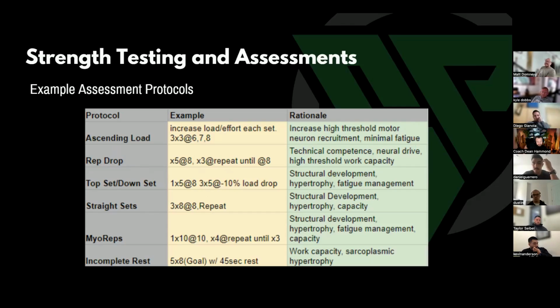Top sets, down sets. This is the standard one that you guys always see powerlifters do on Instagram, where I did a single at RPE 8 and 3x8 at RPE 8 afterwards. It's something fairly similar, right?